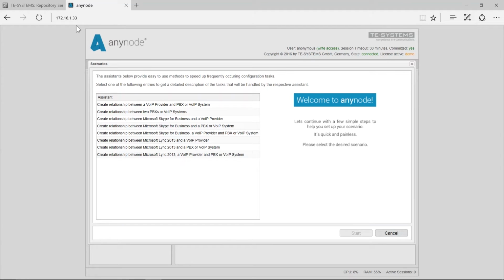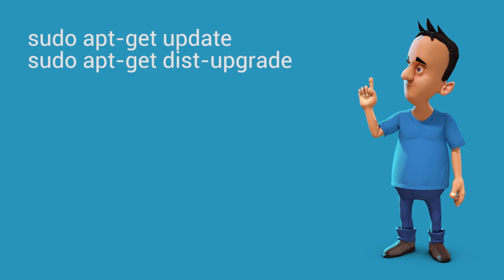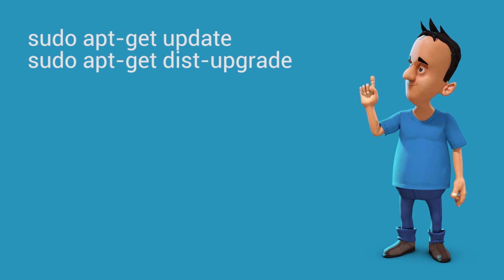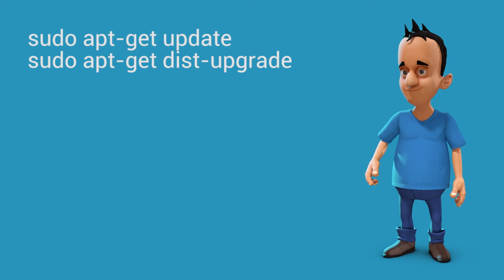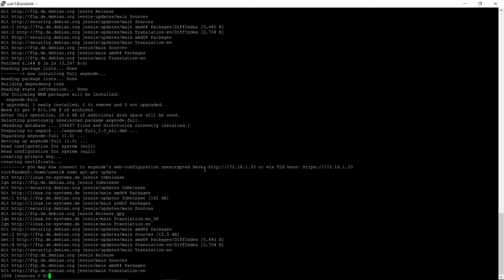Now the installation is complete already. When we want to do an update to keep anynode up to speed with a likely changing environment, we only need to run these commands, which are also used for system updates. After running these commands, anynode is up to date, thanks to the repository server.